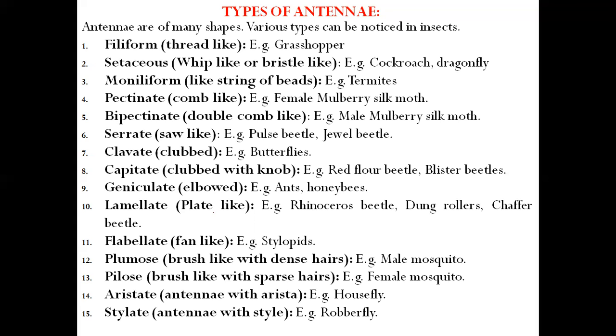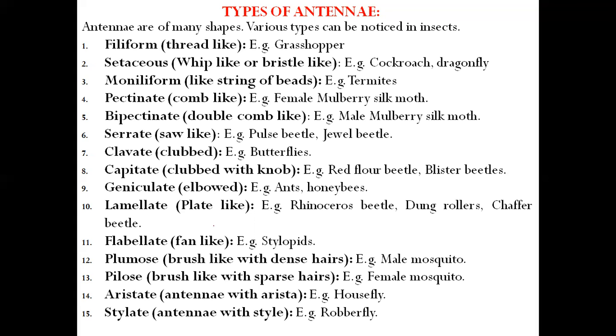But before this, the antenna is a very important sensory appendage, which arises from the second, or antennal, segment of the head and is present on the head region. It is responsible for various functions in the insect. Antennae are not present in all arthropods; they are absent in spiders, ticks, and proturan insects, and they vary in different insects.